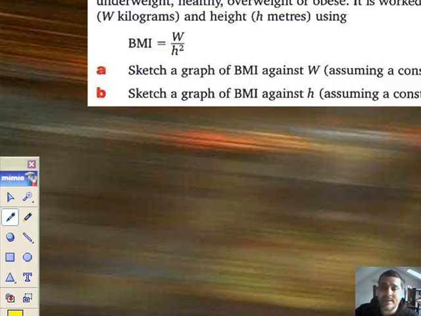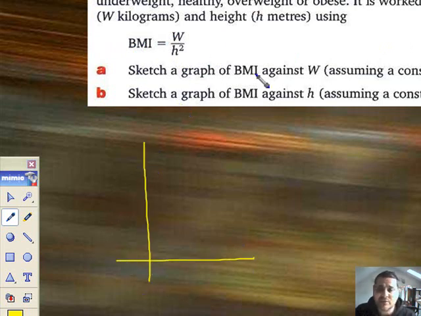Quite straightforward. This next one took me ages to get my head around, and I disagree with the answer book totally. You can use your BMI to work out whether you are underweight, healthy, overweight, or obese. It is worked out from your weight in kilograms and your height in meters: body mass index equals your weight divided by your height squared. And it wants me to sketch a graph.